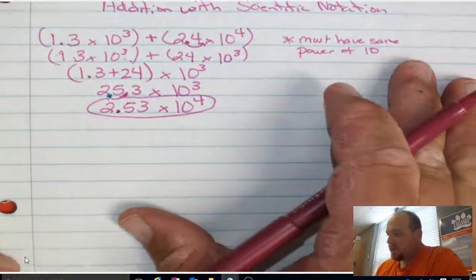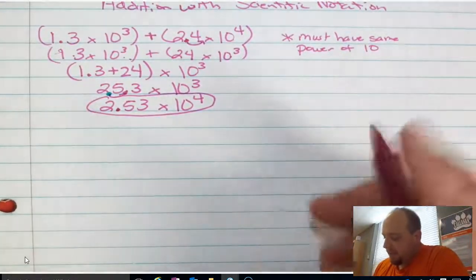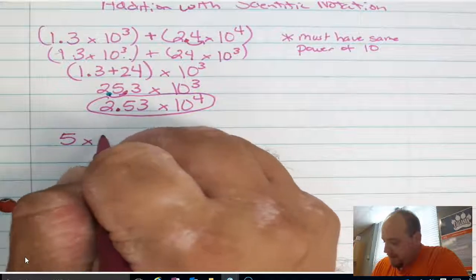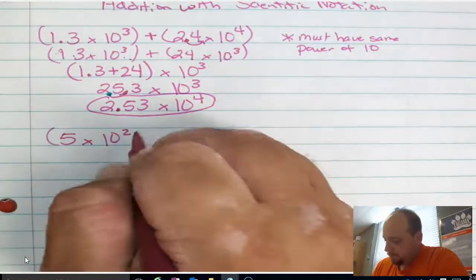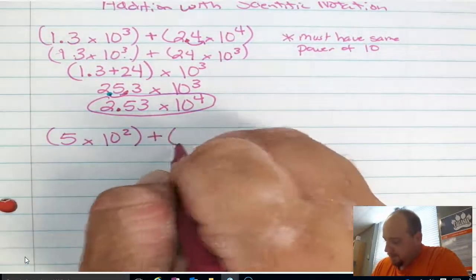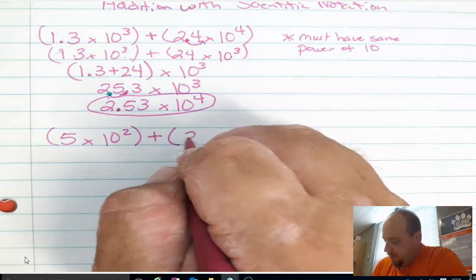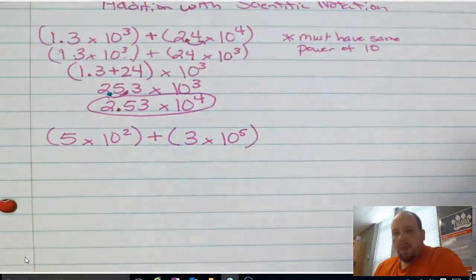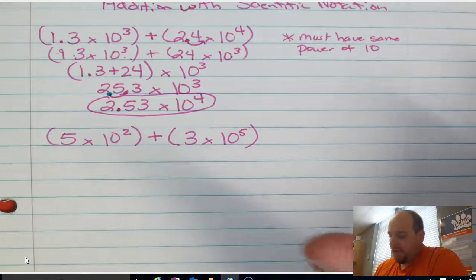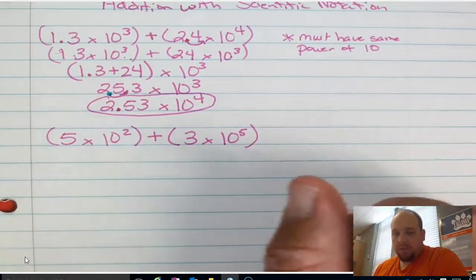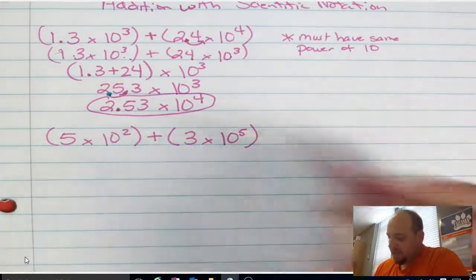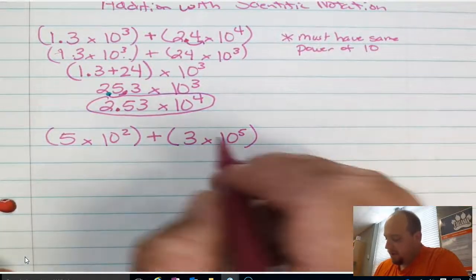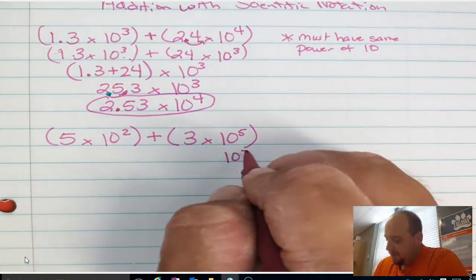Okay. Let me show you an example without any decimals. So we have 5 times 10 to the second plus 3 times 10 to the fifth. Again, I want to move down to the smallest power of 10, which is this one right here. So I'm going to change this one right here so that this one reflects a power of 10 to the second.